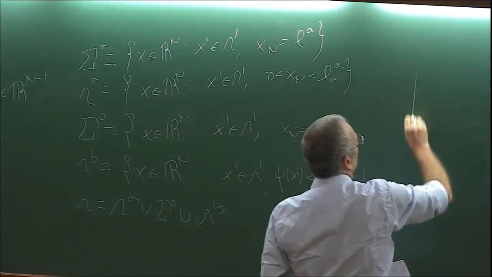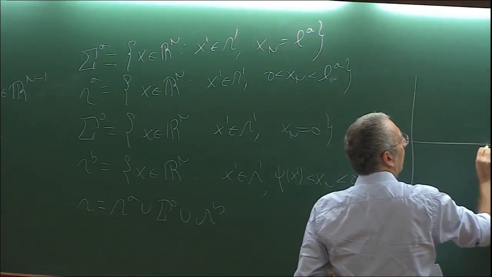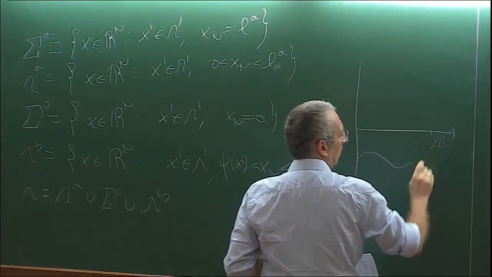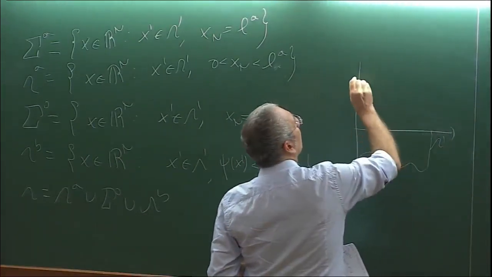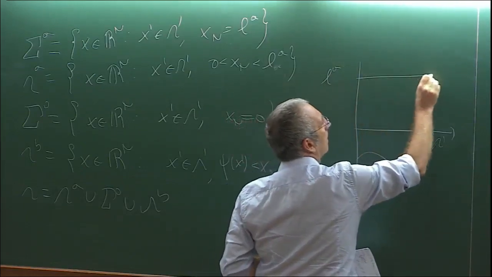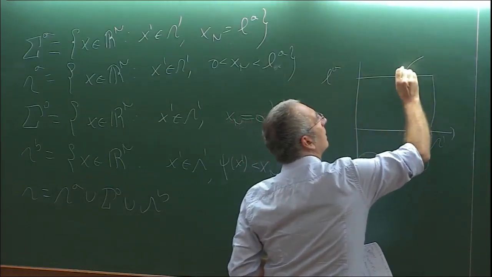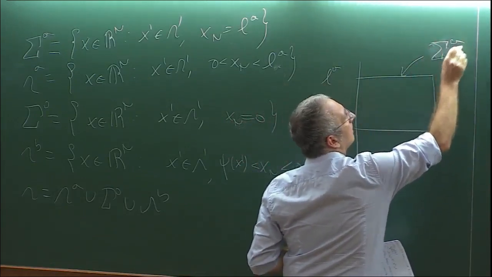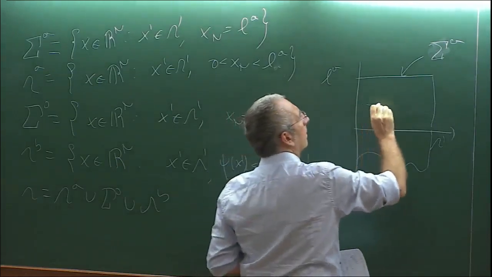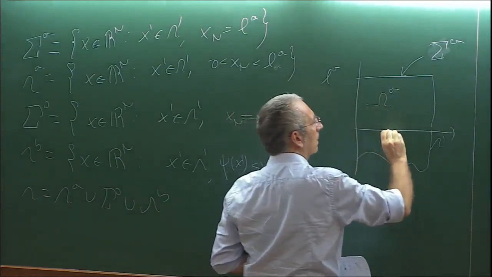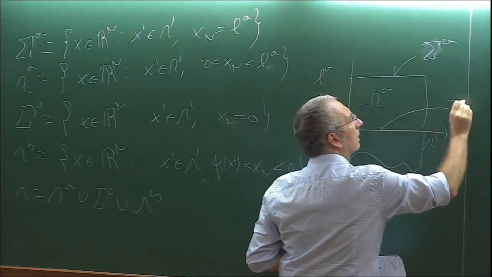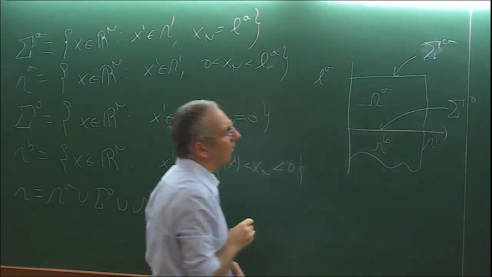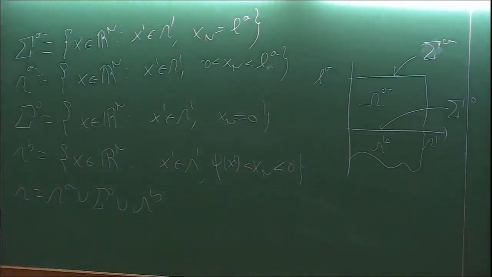Then, for instance, in dimension 2, this is omega prime, this is your function C_B, this is L_A, then this is sigma_A. This is omega_A. This is sigma_0. And this is omega_B in dimension 2.